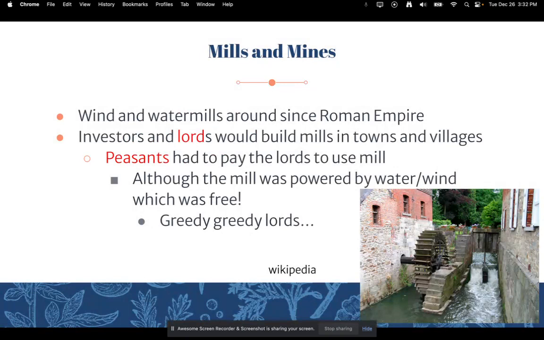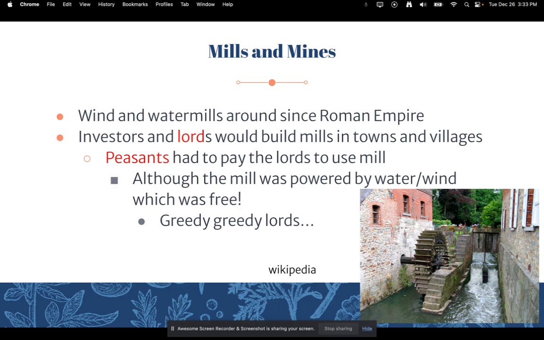The really sad part of it is that peasants had to pay the lords to use the mill. So let's say a peasant's like, hey, I have some wheat. I wanted to grind it up and make it into flour so I can feed my family bread. The lord will be like, well, that'll cost you. So you better pay up, which is really cheap on the Lord's end because the mill was powered by water and wind, which of course was free.